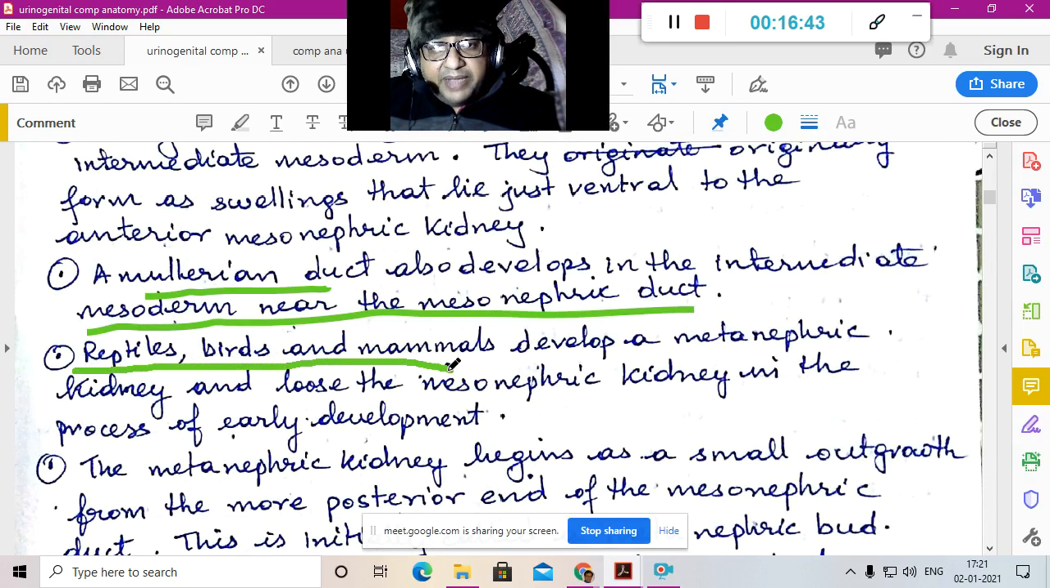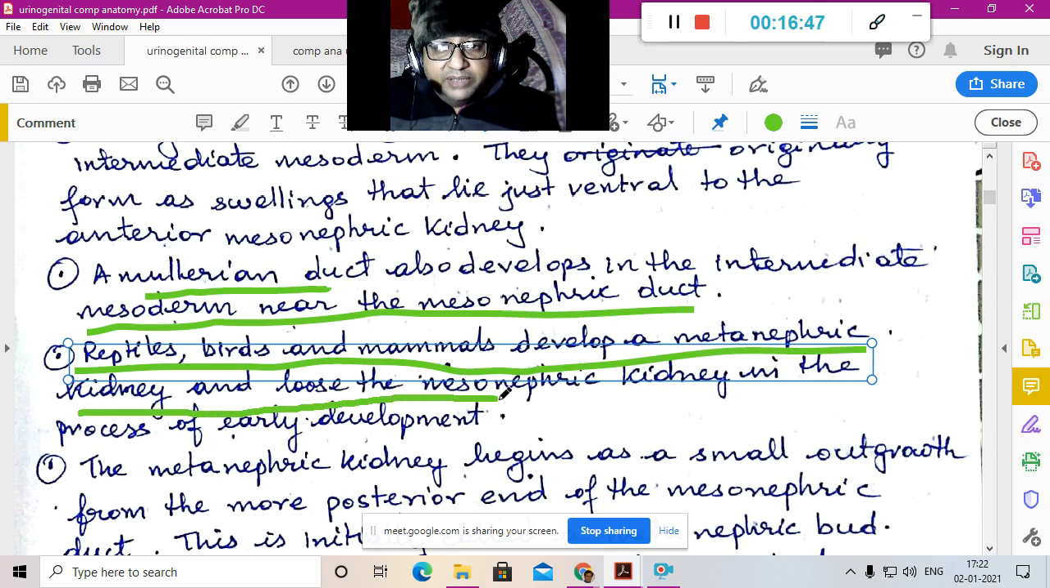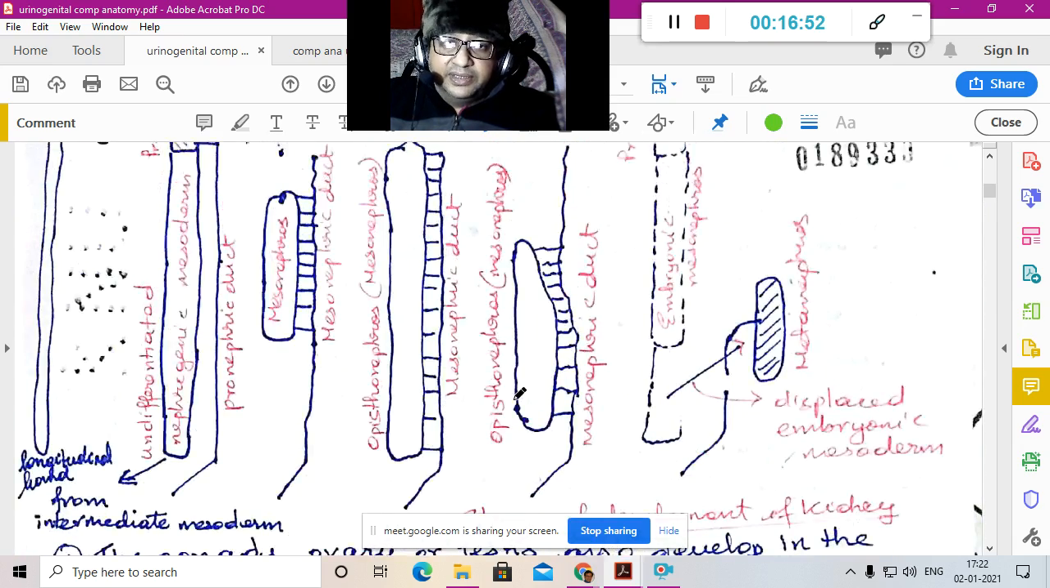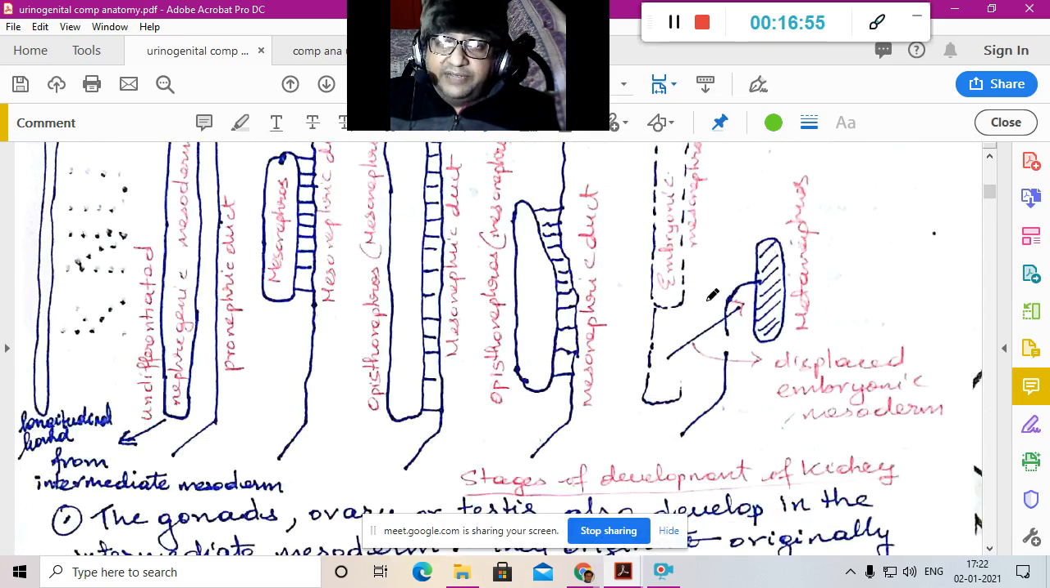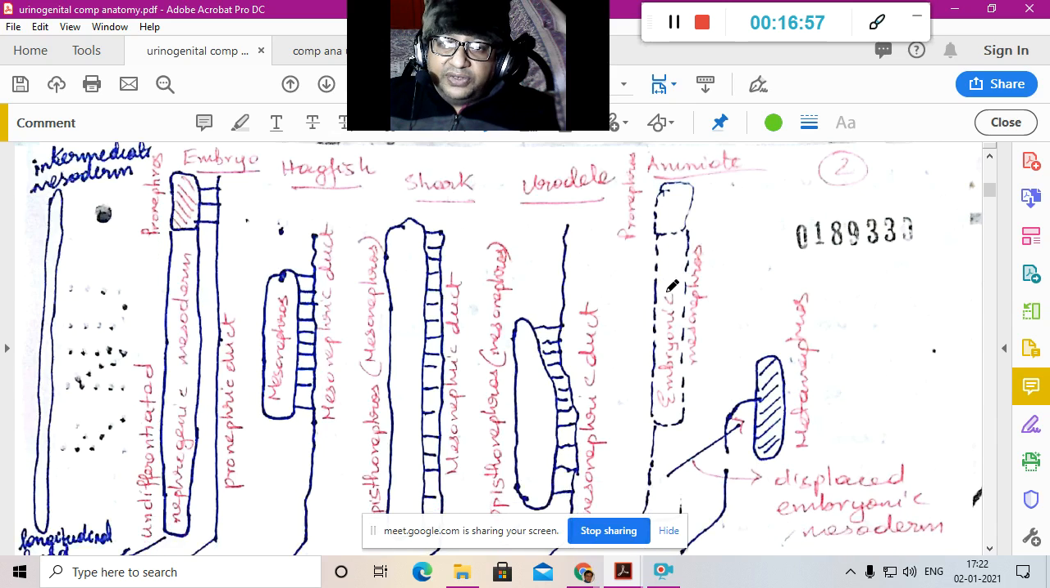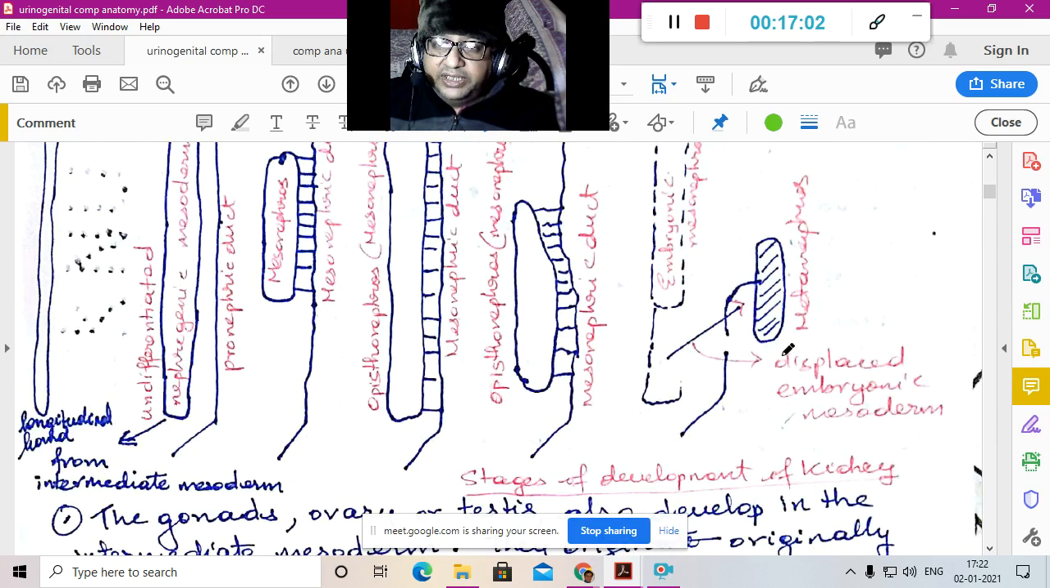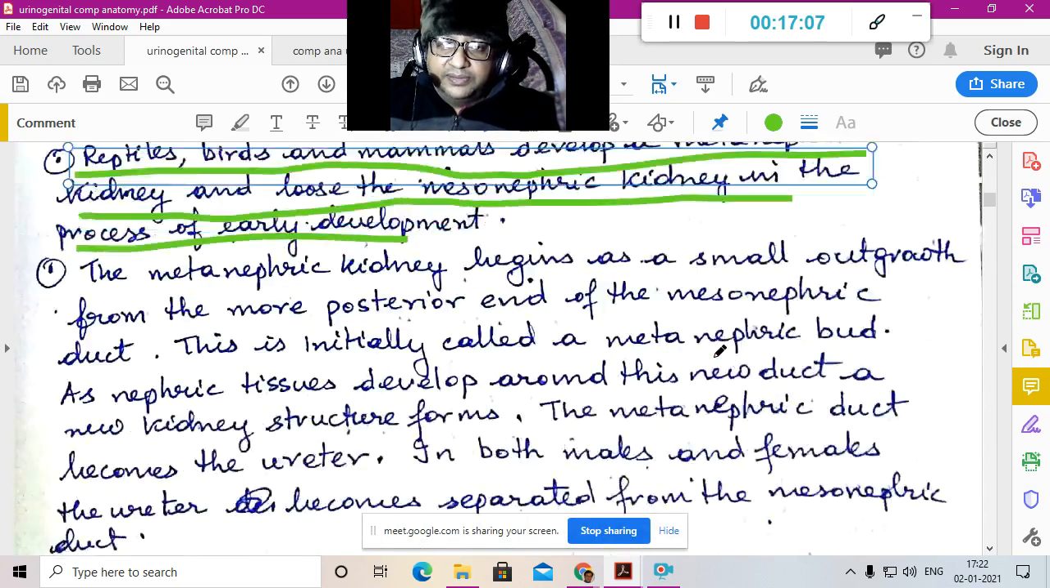Reptiles, birds and mammals develop a metanephric kidney and lose the mesonephric kidney in the process of early development. So in early development, the pronephros and mesonephros are lost, and a new kidney is formed, the metanephros. Now the metanephric kidney begins as a small outgrowth from the more posterior end of the mesonephric duct.